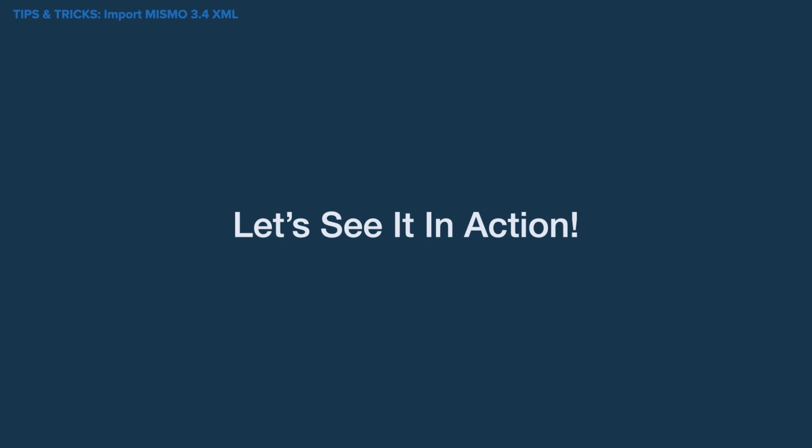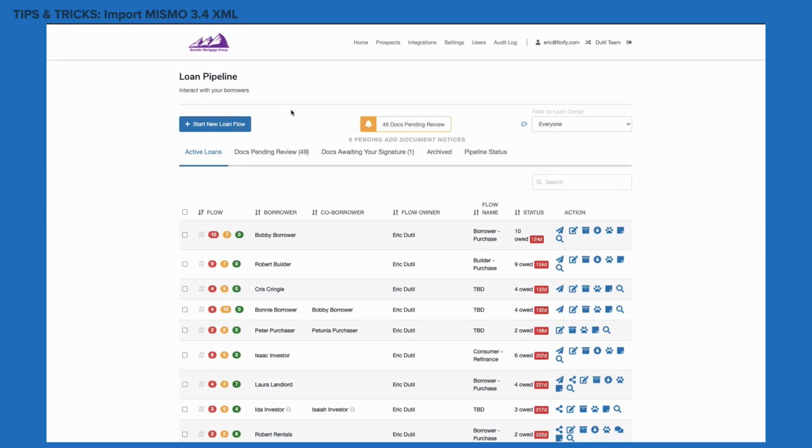Now that you know how to adjust your settings to enable the MISMO 3.4 import, let's dive into how we can now upload our files. All right, now let's see this in action. There are two places we can upload the MISMO 3.4 file. One place is in your prospects, and the other place is in the Start New Loan Flow. So let's begin by taking a look in the prospects here.